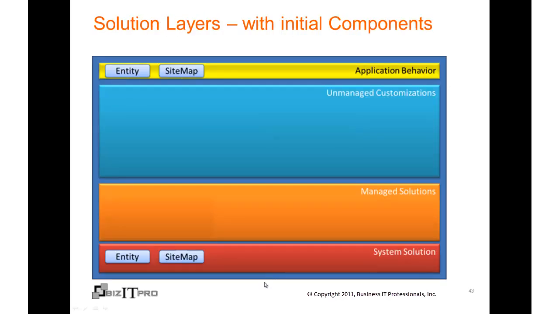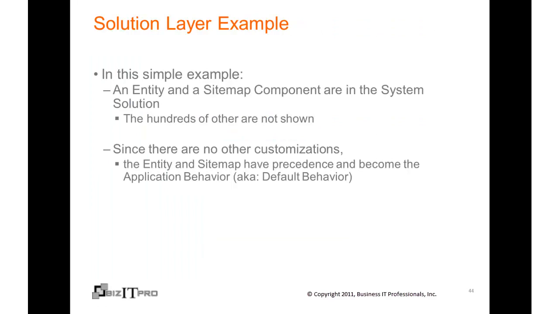So let's take a look at solution layers with the initial components in place. We have the system solution that has entities and sitemaps and many other things. And so these translate straight up to the application behavior, because in an out-of-the-box situation, there have been no customizations made that would affect application behavior. In this next example, an entity and a sitemap component will make a solution layer example that's relatively straightforward.